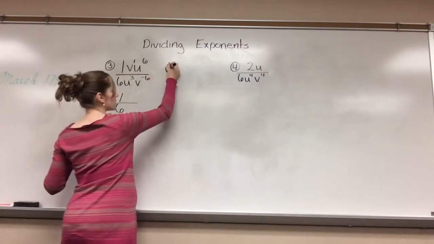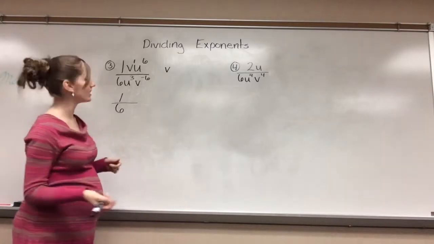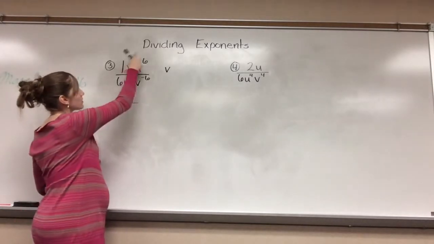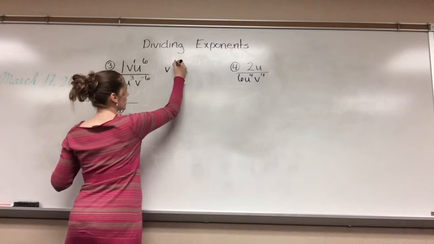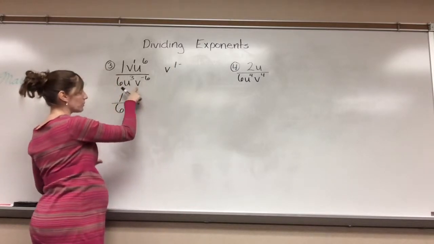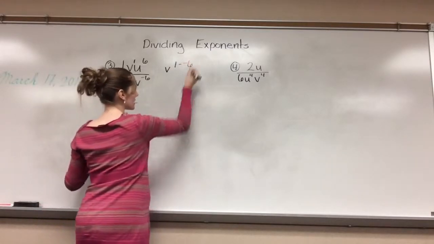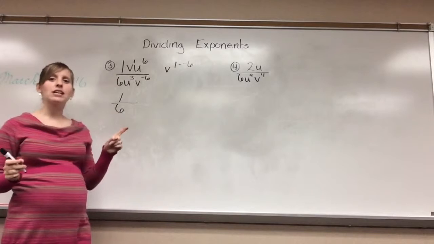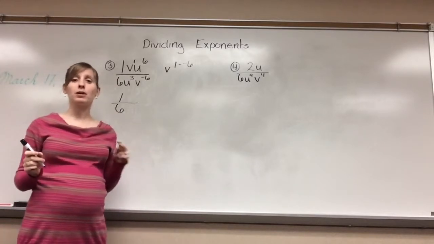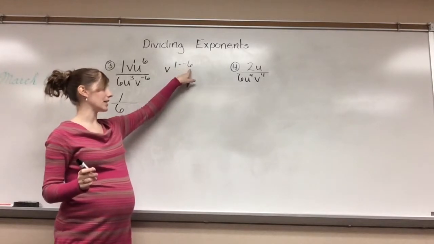So for my V's, and I like to label which letter I'm working with so I remember which one I'm doing. For the V's, I'm going to take the top number, 1, and subtract from it the bottom number. Make sure you're working with V. This is V to the -6, so I'm going to subtract -6. You need the subtraction sign, you need the negative sign because it will change your answer. So I want 1 minus -6.